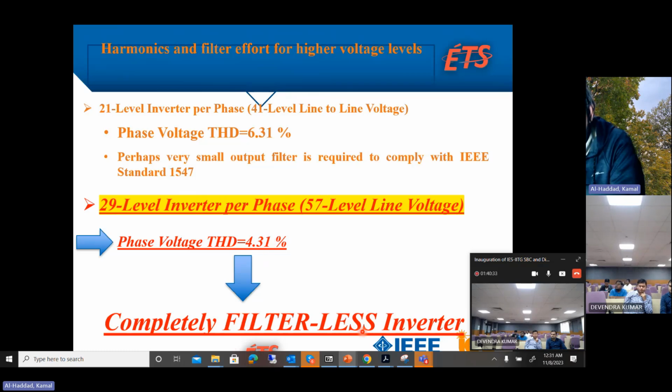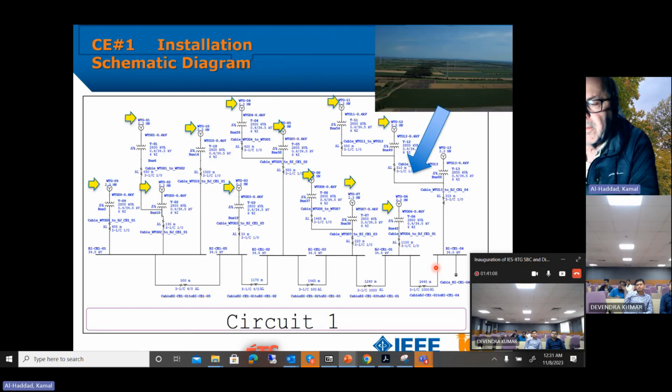This is a completely filterless inverter. So I will be happy not to use any filter. I am reducing the size of the components drastically, reducing the cost because of those filters, and increasing the bandwidth of the converter because I don't have a bulky filter. I can have higher dynamics, apply advanced, very fast control, and control all the parameters.